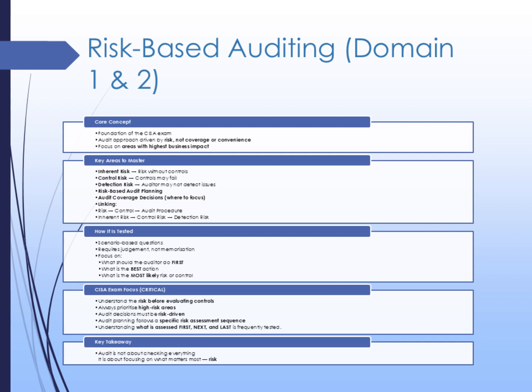One of the most important topics in the entire CISA exam is risk-based auditing. This concept forms the foundation of how auditors approach planning, testing, and decision-making throughout the audit process. At its core, risk-based auditing means that audit effort should be driven by risk and business impact, not by convenience, equal coverage, or purely technical concerns. Auditors focus their attention on the areas that could have the greatest effect on the organization if controls fail.